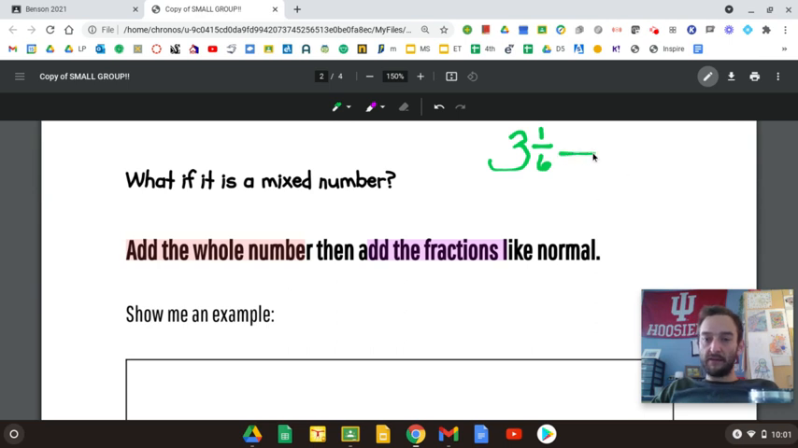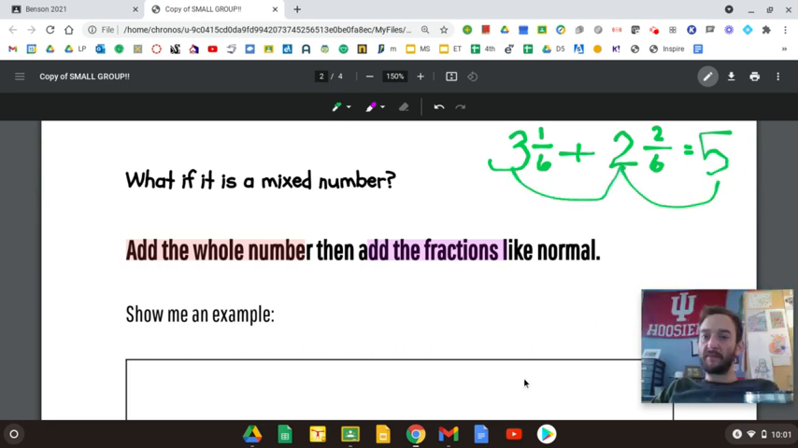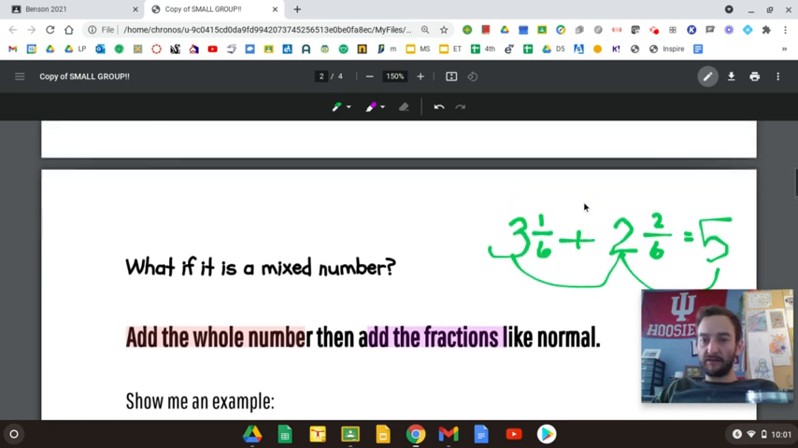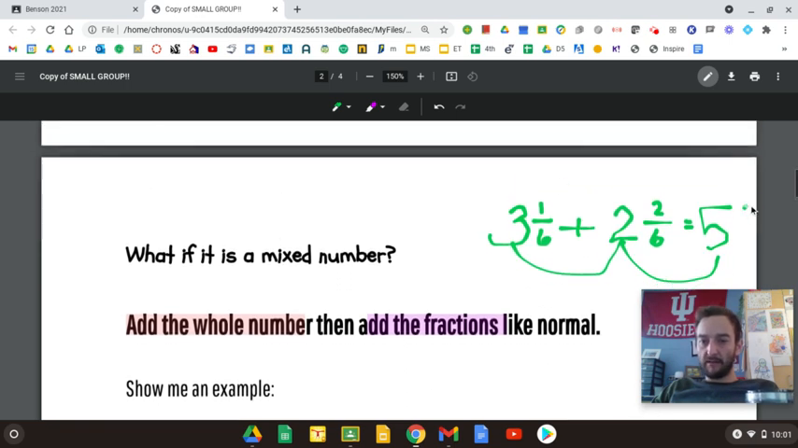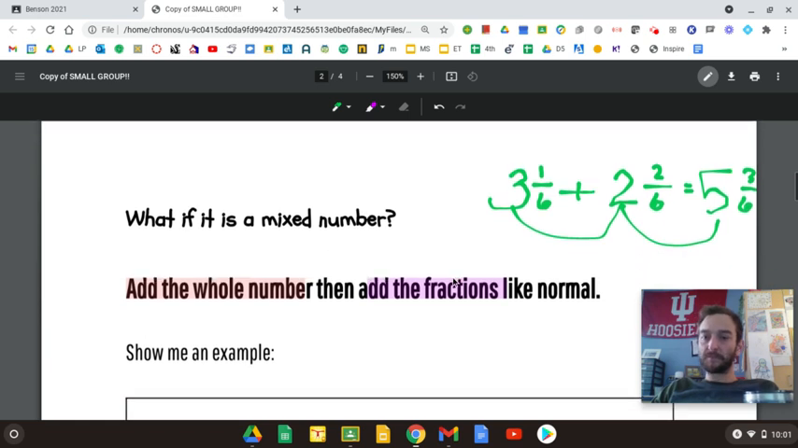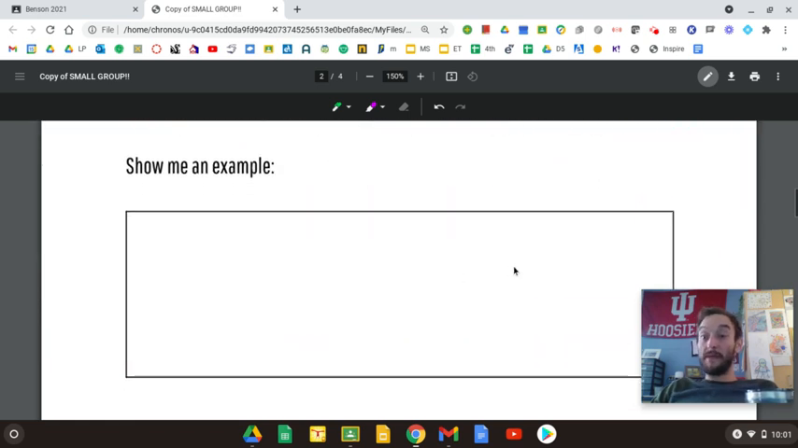So if I add those, it's going to look something like this. 3 and 1/6 plus 2 and 1/6 equals 5, because I add my whole numbers. This plus that equals that. And then I'll add my fractions and get 2/6. Okay?